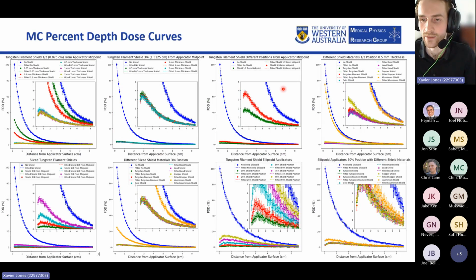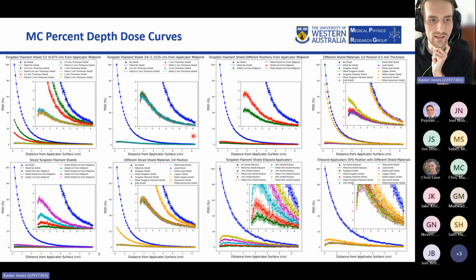Clearly, despite being the same thickness, the 3/4 position has a higher PDD, likely due to increased scatter from having more unshielded regions. The fourth plot shows the effect of shield material, again supporting the conclusions drawn earlier about shield material. The fifth plot indicates the effect of slice shield position, with similar relationships drawn from the embedded shield.